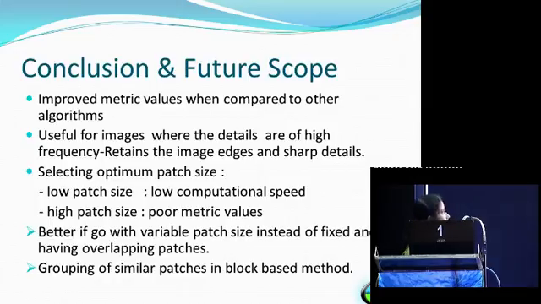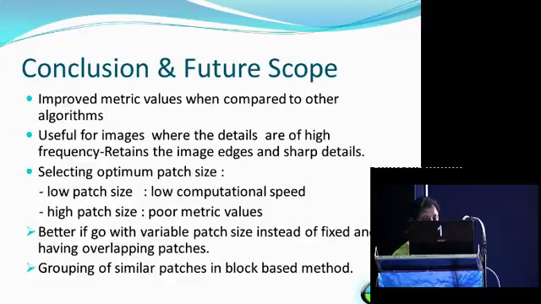As a conclusion, I should say that I have improved values compared to the other existing algorithms which, as I told you, remove the high frequency components, which is not the case for pre-processing of side scan sonar images, and the details are at high frequencies. Then the challenges were selecting optimum patch sizes. When you go with a high patch size, the computation speed is going to be affected.